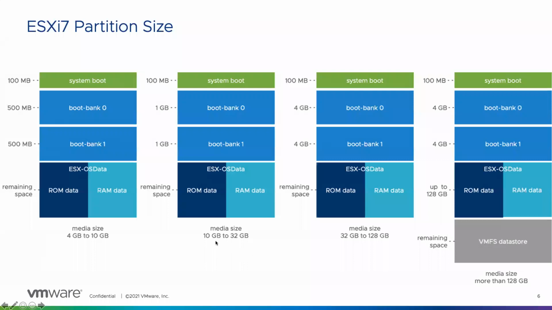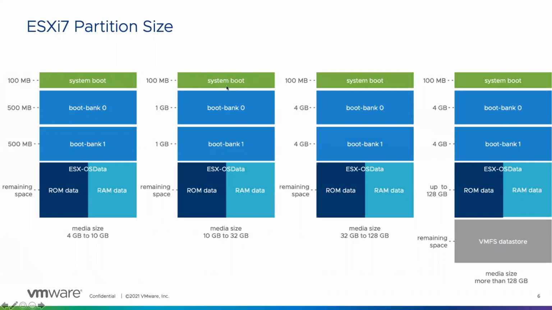Similarly, if you go with a boot media size of 10 GB to 32 GB, your system boot partition remains the same at 100 MB across all types of boot media, but your boot bank partition gets increased from 500 MB to 1 GB. Now, the question that was just highlighted was essentially around why there is an increase in the system boot partition and what is the significance of it.